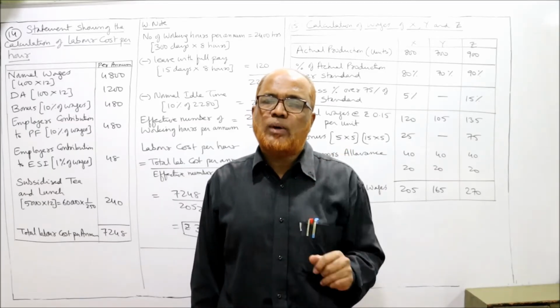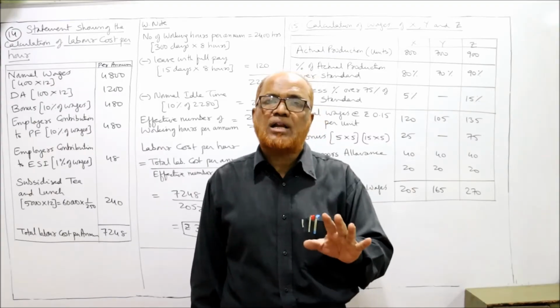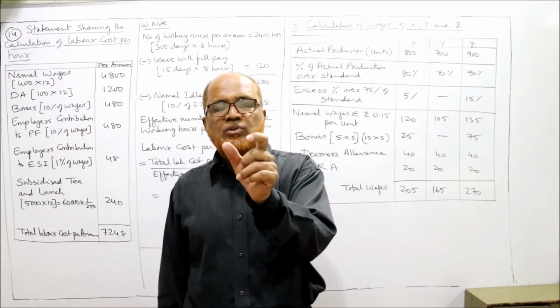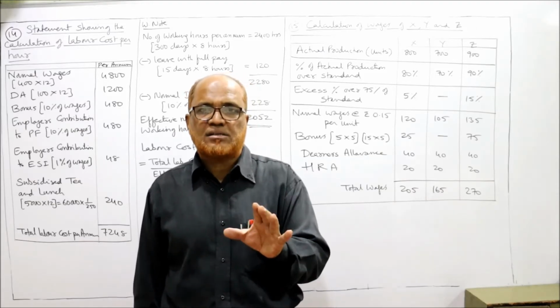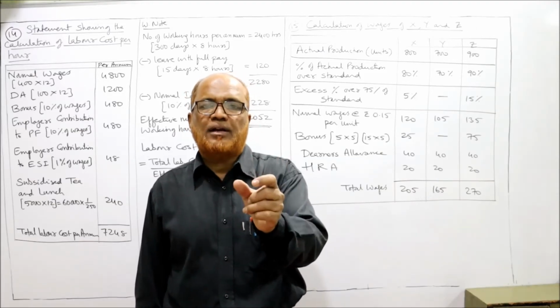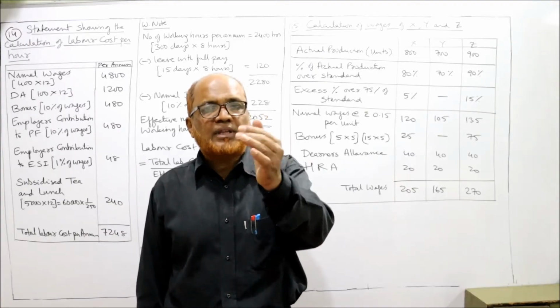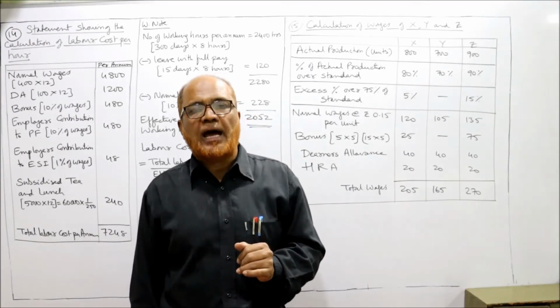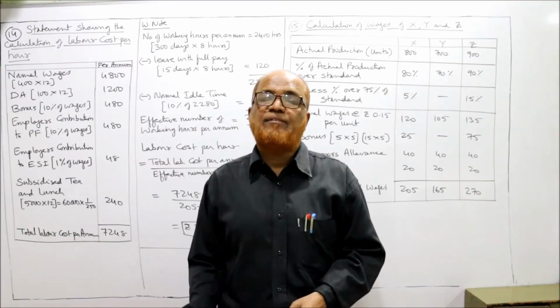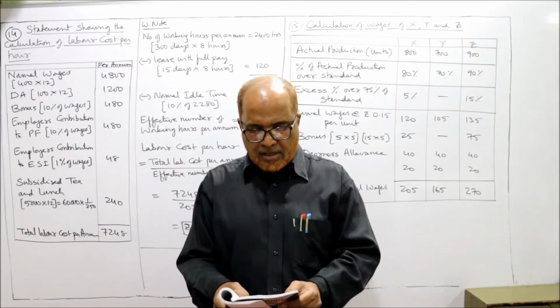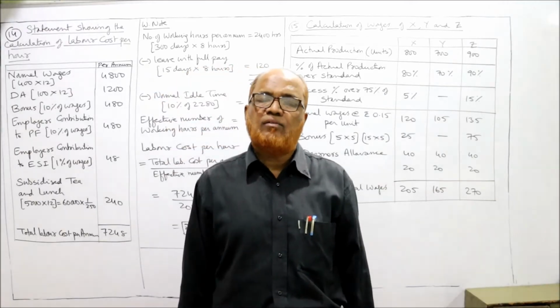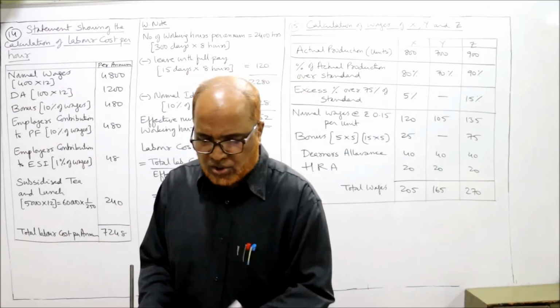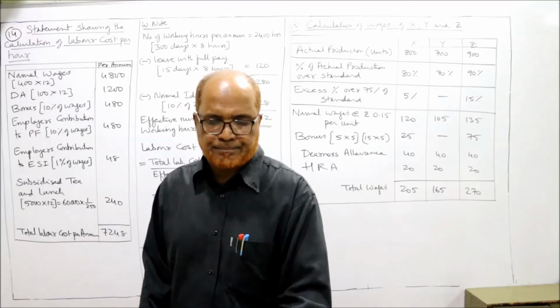So 300 into 8, 2,400 hours totally in a year. From 2,400 we deduct the leave days, leave hours. We'll get the total number of hours. From that we deduct the normal idle time of 10% to get the effective number of hours in a year. Find out the labor cost per hour. Ultimately we have to find out what is the labor cost per hour, right?